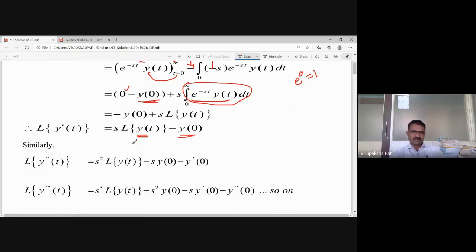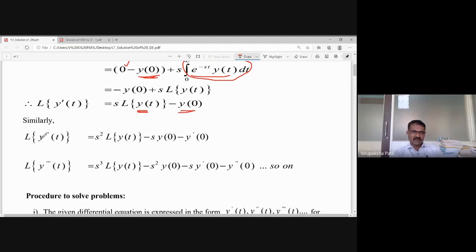Similarly, if you find the Laplace transform of y double dash, if it is a second order differential equation, if it involves d square y by dt square, which can be written as y double dash of t, or simply they can give it as y double dash.